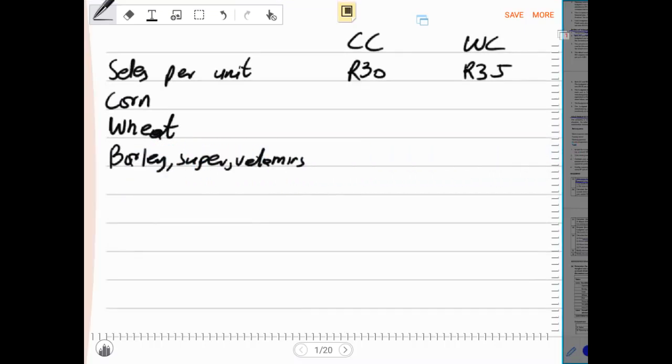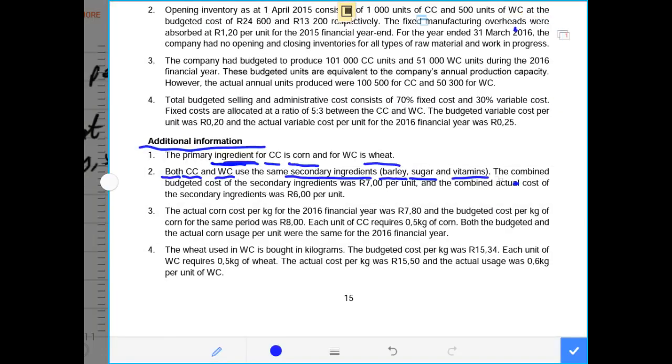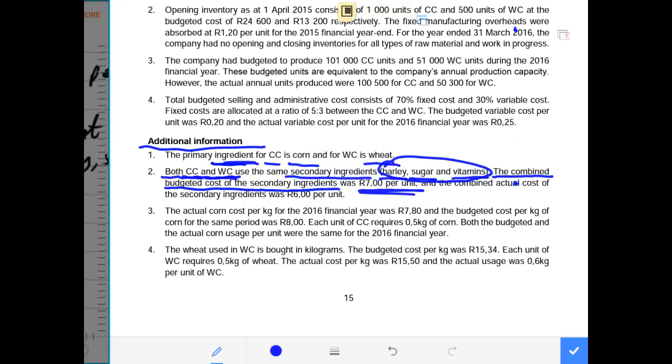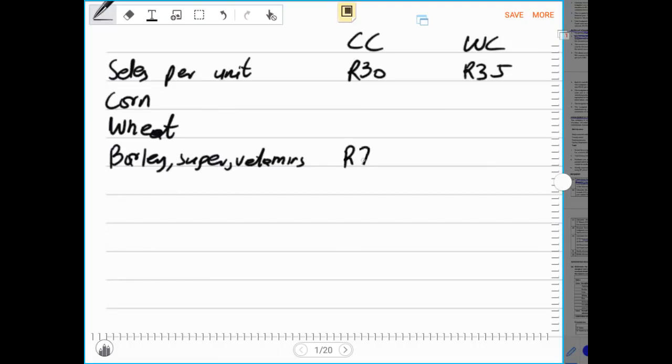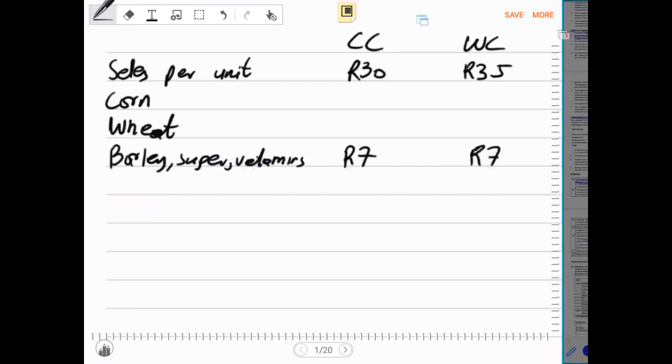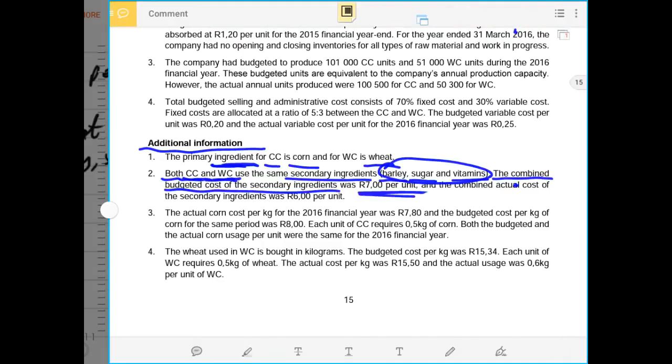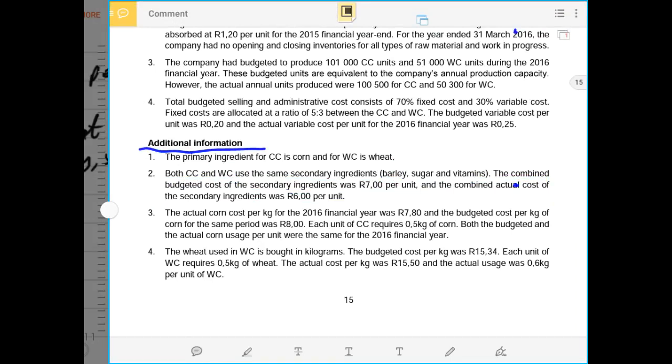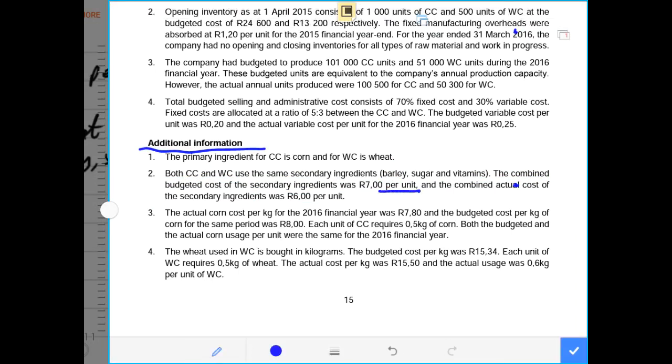Then now we go to the next part of the information. They say the combined, meaning they are referring to the total of these three secondary ingredients, which are for product CC and product WC. The combined ingredients budgeted cost for the secondary ingredients was 7 rand per unit. So now they say the cost per unit of these secondary ingredients is 7 rand per unit. Remember, it is for both the corn cereal and the whole wheat cereal. So now we do have the cost per unit already allocated here. Remember, this was already per unit.